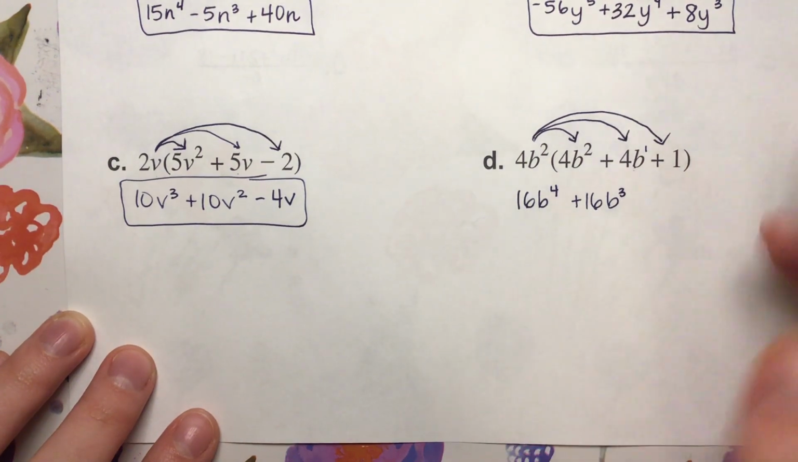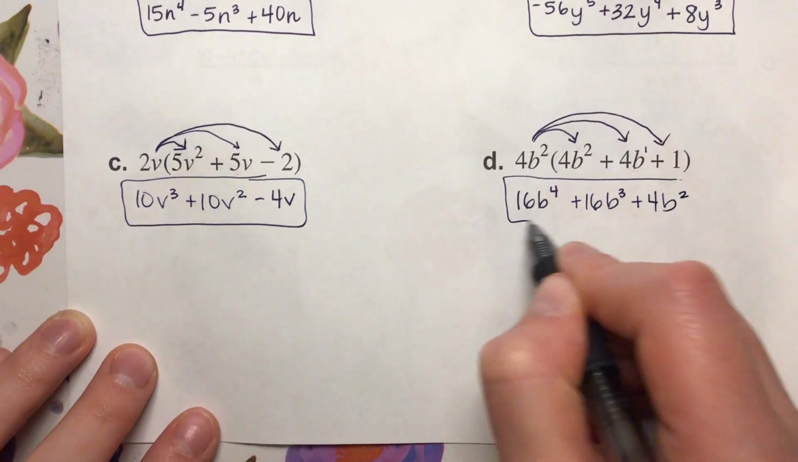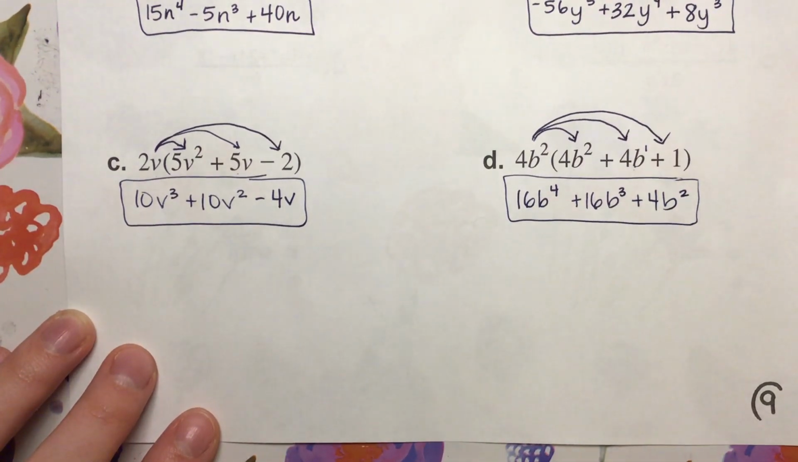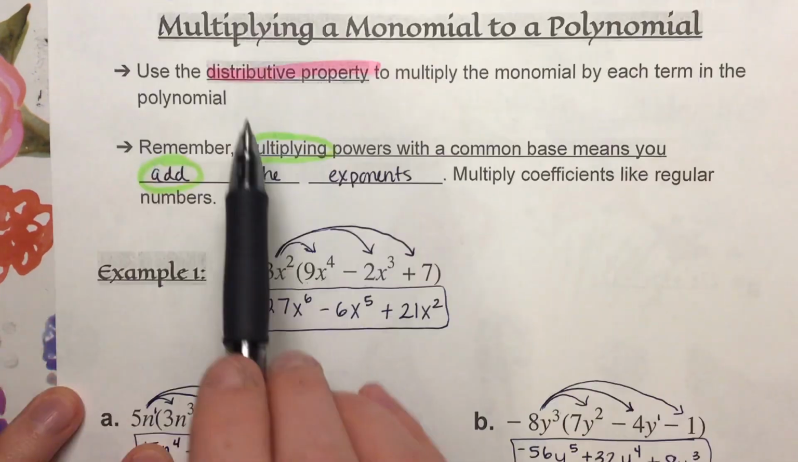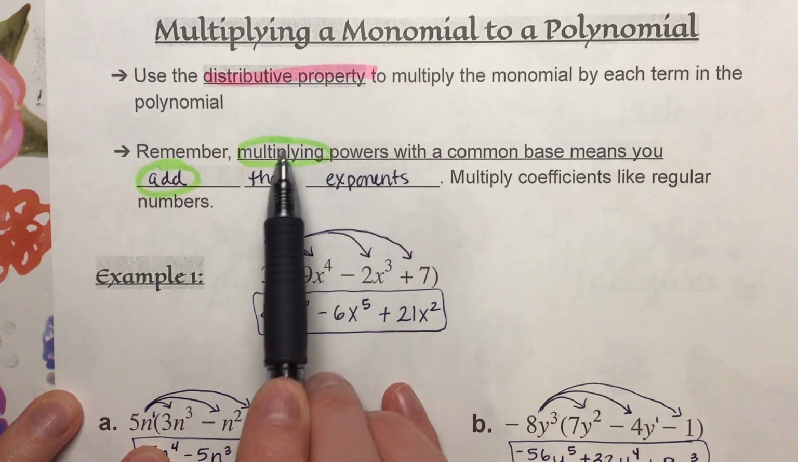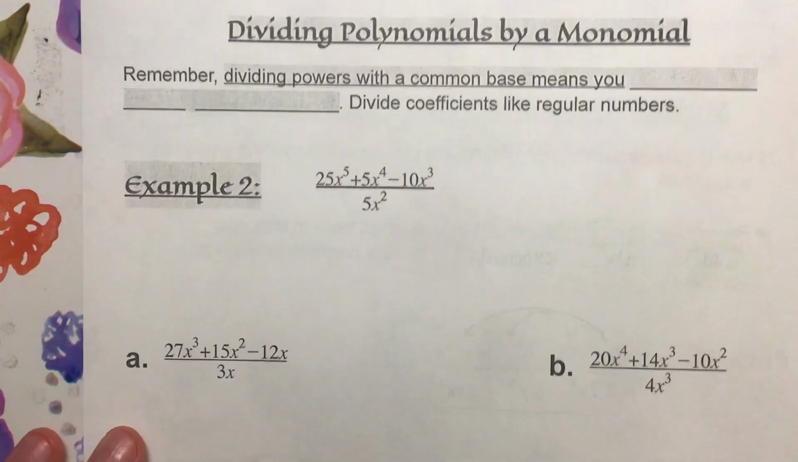Finally, 4b squared times 1, that's easy. That's just 4b squared because we know anything multiplied by 1 is just that other expression. So one more time, you're going to use the distributive property, and when multiplying only, you add the exponents. What happens if we do that in reverse?